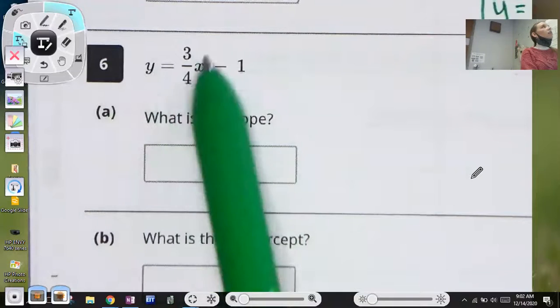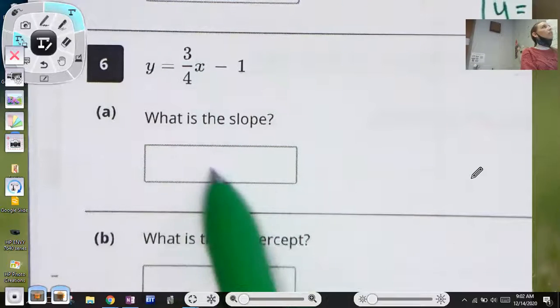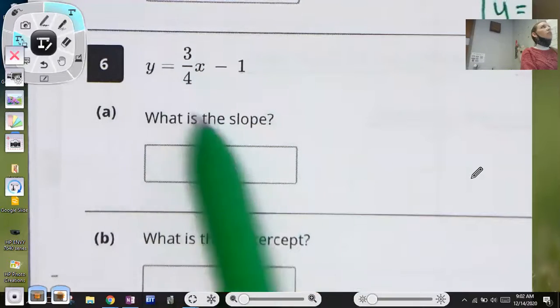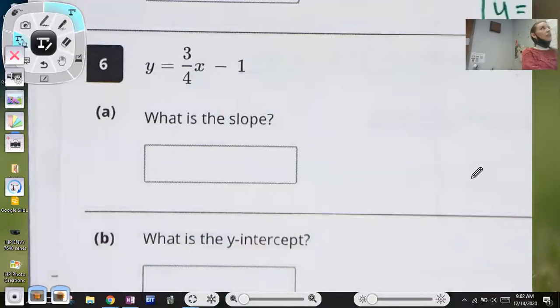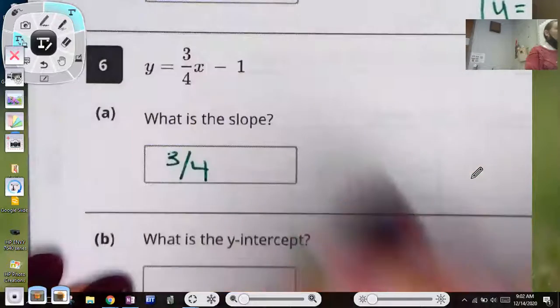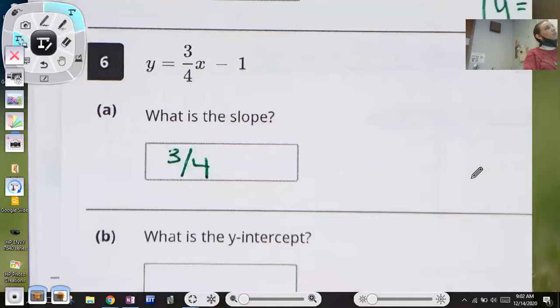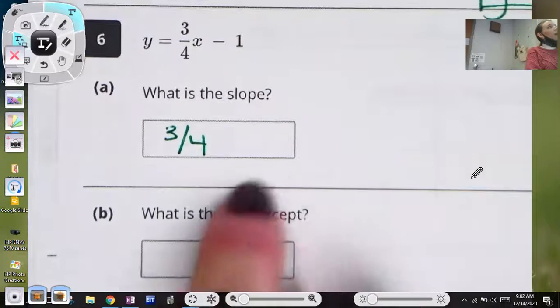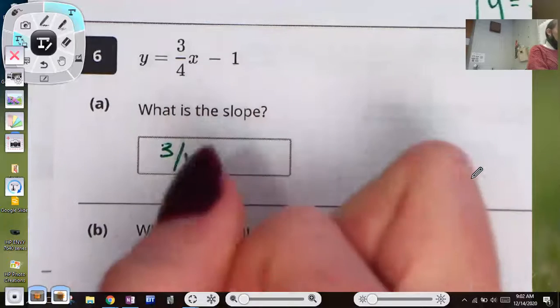So let's look. What's my slope? 3/4. How do I know that? Because it's the number paired with the x. So my slope would be 3/4. Okay, what is my y-intercept? -1. It's the number all by itself.